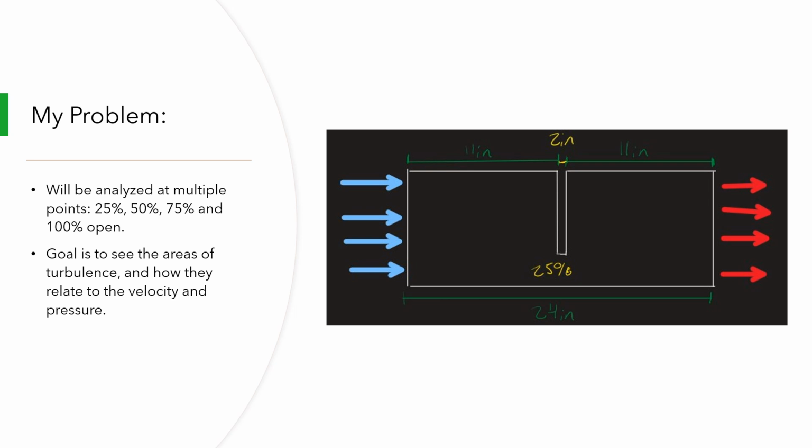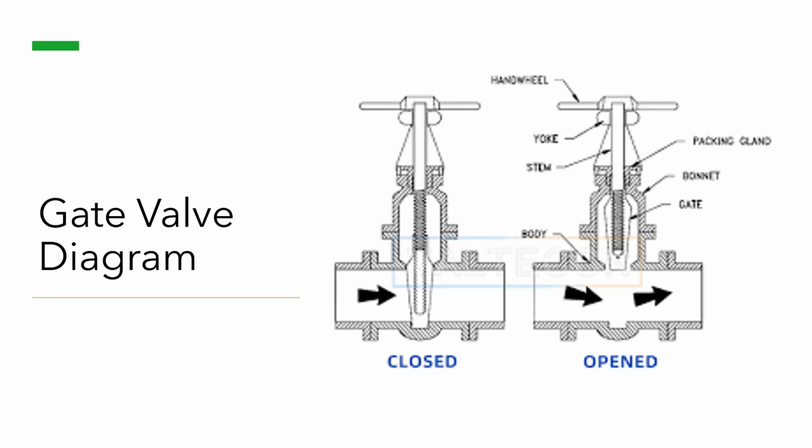So here on my problem on the right, I have basically 2 feet of tube with a 12-inch diameter. Right now it's showing the 25% open system. Water comes in from the left and flows out from the right. My goal is to see the area of turbulence and how they relate to the velocity and pressure.